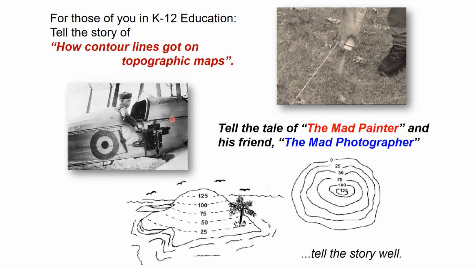Now, he has a friend that's the mad photographer. The mad photographer has a special camera that when it takes an aerial photo, it only picks up the magic paint of the mad painter. And so it only shows this, doesn't show anything else. So all it does is produces an image of the lines. And so what you have there is a topographic map of the contour lines. Okay, now someday, if you're teaching topographic maps, you can tell the story of how contour lines got on topographic maps and the mad painter and the mad photographer. Only you'll be able to tell that story well.